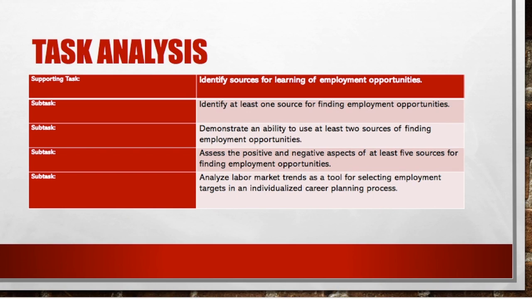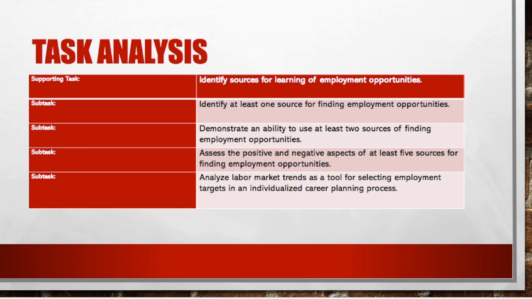So as I looked at the employment opportunities, one of the items that we were looking at was identifying sources for learning of employment opportunities. And so that is going to be broken down into 4 steps of identifying one source for finding employment opportunities. That source could be a newspaper, it could be online employment searches, it could be word of mouth, and it could be for my students going to places to make applications.